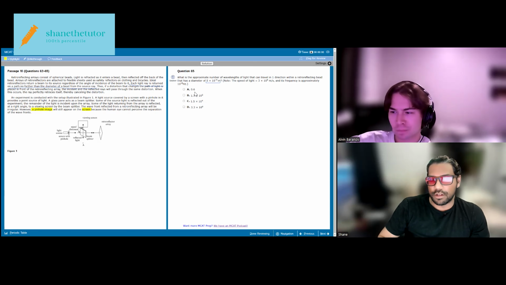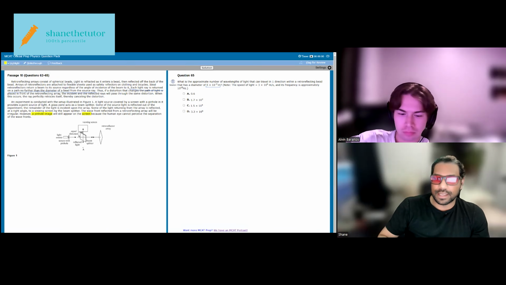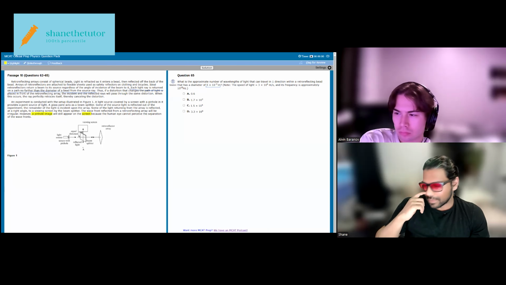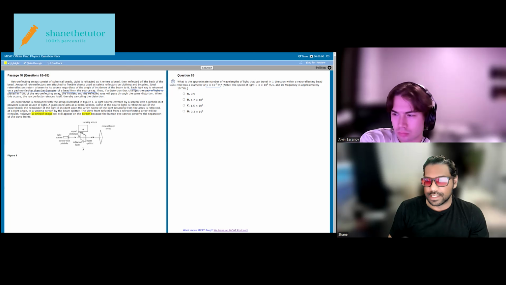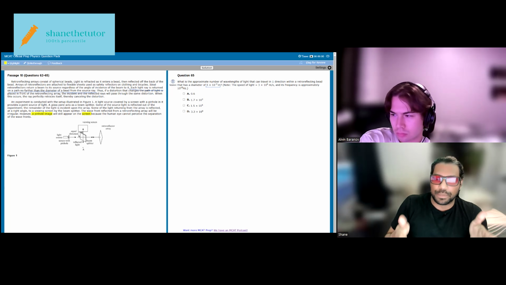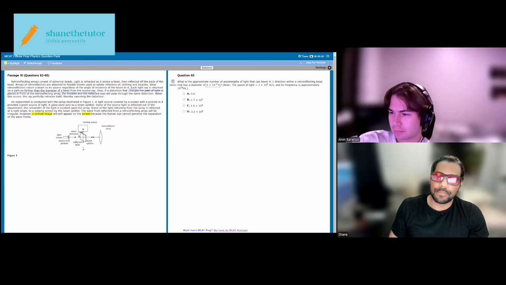So you can solve for your wavelength and you could divide the diameter by the wavelength to figure out how many wavelengths can encompass that length. Got it. So yeah, go for it.